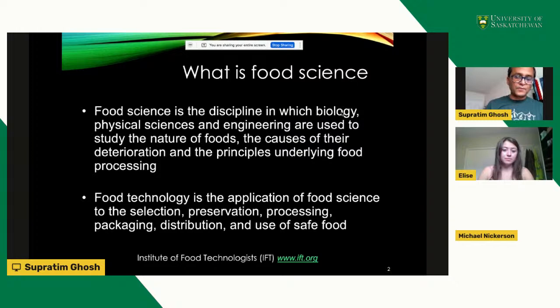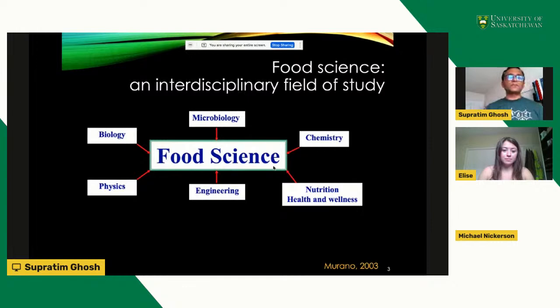So it's really a multidisciplinary or interdisciplinary field of study. As a food scientist or a food science student, you have to study microbiology, chemistry, nutrition, engineering, physics, biology, but all of these things you study in a more applied way. So what you see in your daily life, what you eat in your daily life, we study using all of these different fields of study.